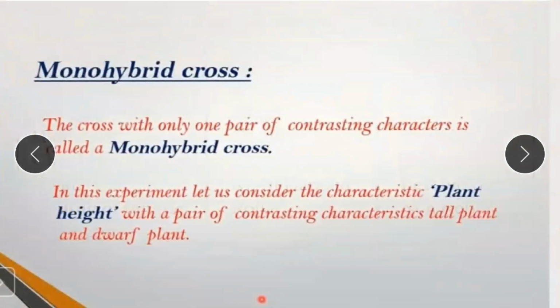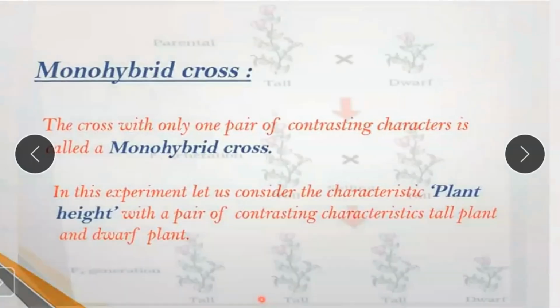Now, moving further to the monohybrid cross. What is a monohybrid cross? The cross with only one pair of contrasting characters is called a monohybrid cross. In the term itself we can understand: what do you mean by mono? A single or one. So, the cross with only one pair of contrasting characters is called a monohybrid cross. In this experiment, let us consider the characteristic of plant height with a pair of contrasting characters, that is the tall plant and the dwarf plant. The common characteristic is plant height, and height can be tall or dwarf.